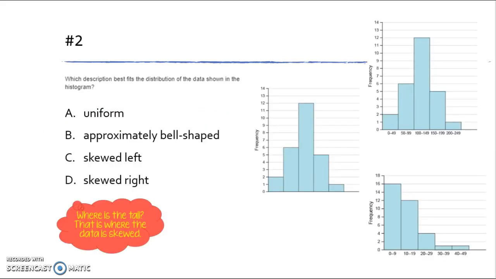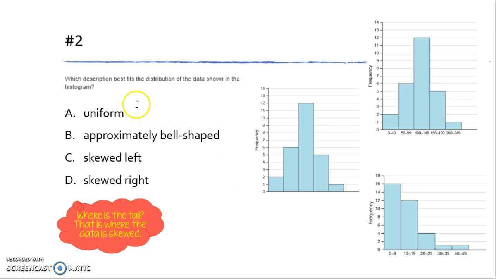Question 2 says which description best fits the distribution of the data shown in the histogram, and you will have one of these 3 histograms. You won't have all 3, you'll have one of these graphs that are on the screen. Your choices are uniform, bell-shaped, skewed left, or skewed right.